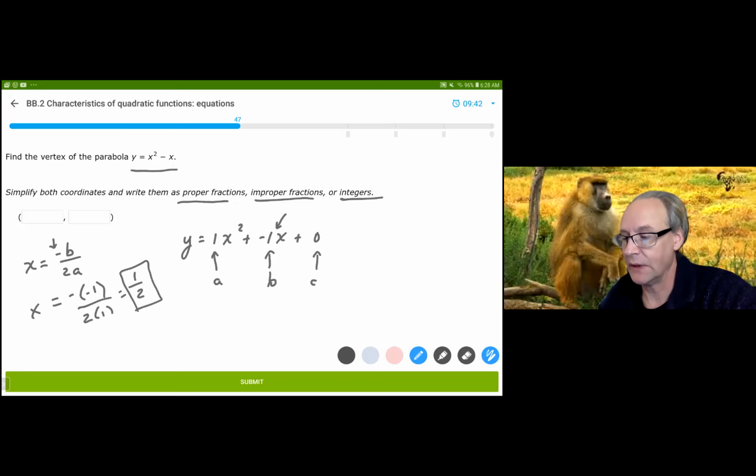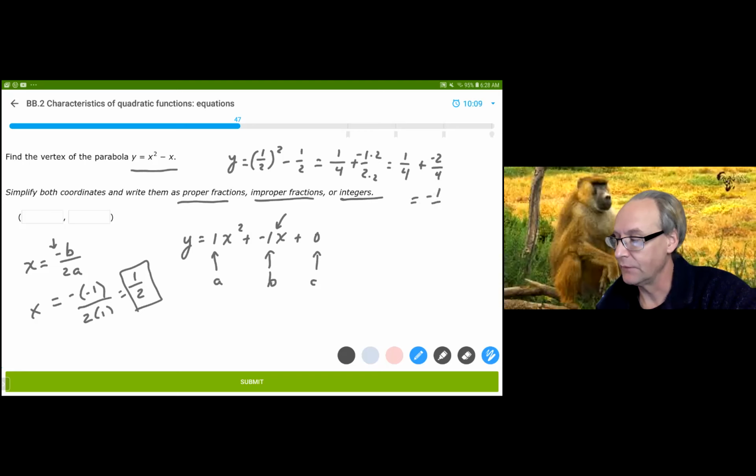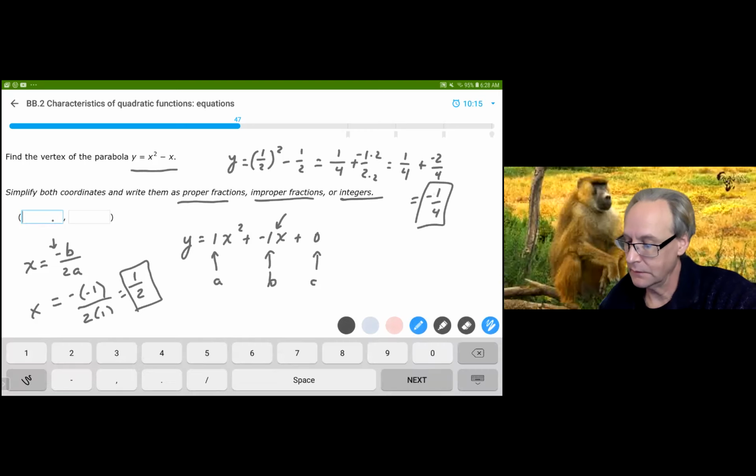Now I still have to substitute the 1/2 in. Well, y is equal to 1/2 squared minus 1/2. And that is 1/4 minus 1/2. And I have a common denominator of 4, which gives me 1/4 minus or plus a negative 2/4, which is negative 1/4. So 1/2 and negative 1/4.